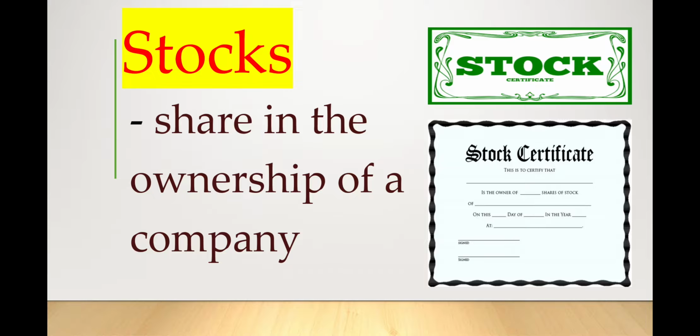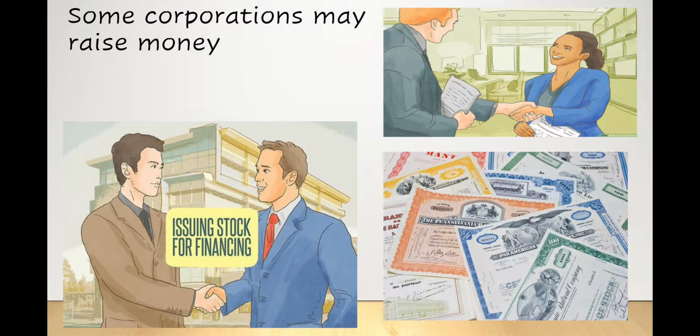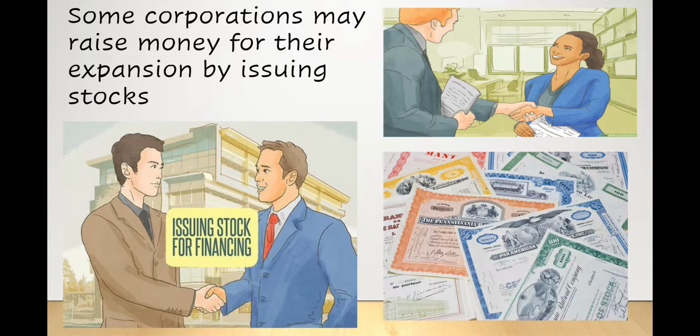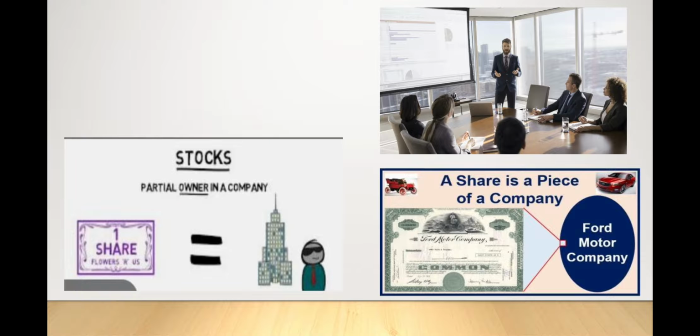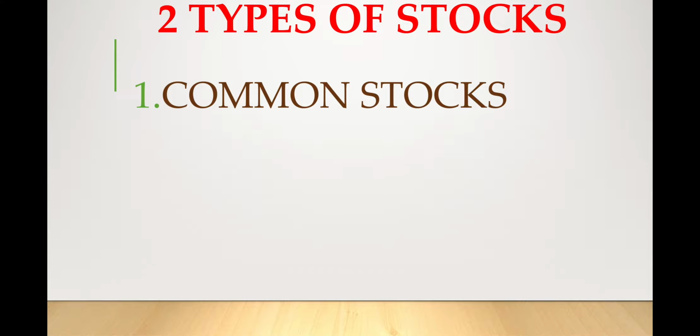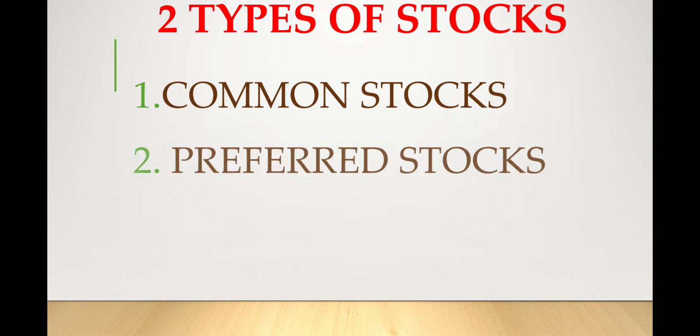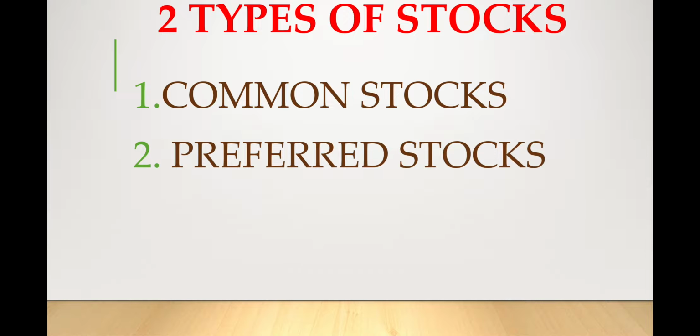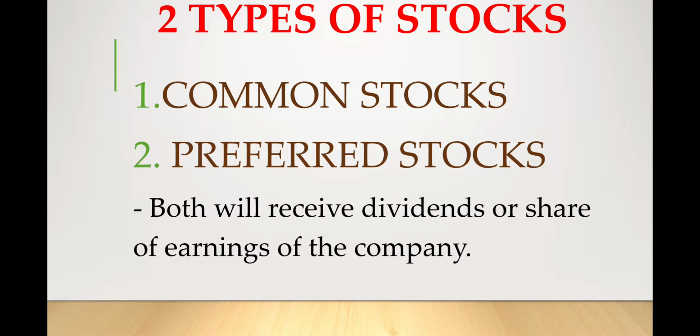So if you buy stocks, you are given a stock certificate that certifies that you own a share of that company. Some corporations may raise money for their expansion by issuing stocks. And owners of stocks may be considered as part owners of the company. There are 2 types of stocks. The first one is the common stocks. The second one is the preferred stocks. And if you own one of these, you will receive dividends or share of earnings of the company.